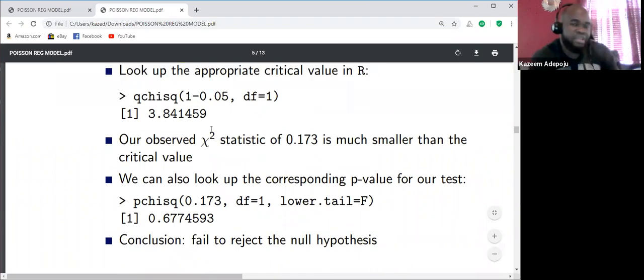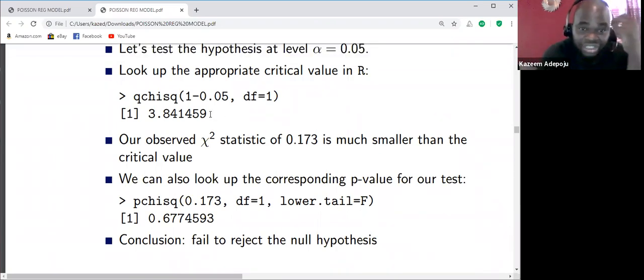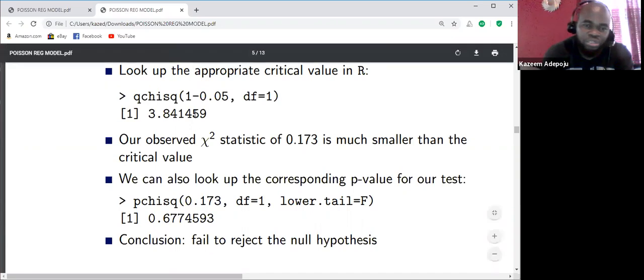And when the test statistic value is less than the critical value, you're going to fail to reject. You can also find a p-value. This is how to find a p-value. Look at the p-value right here, it is so large. And when the p-value is large, it means we are also going to fail to reject, the same decision as with using the critical value.